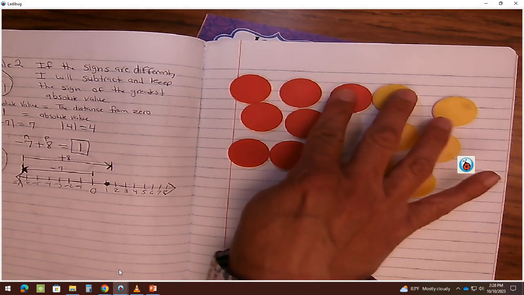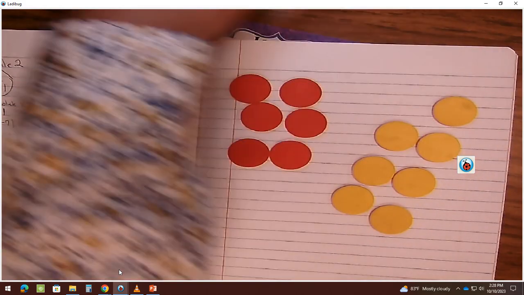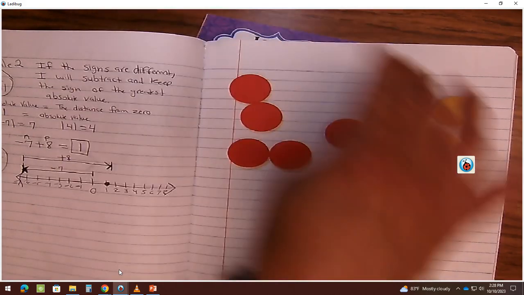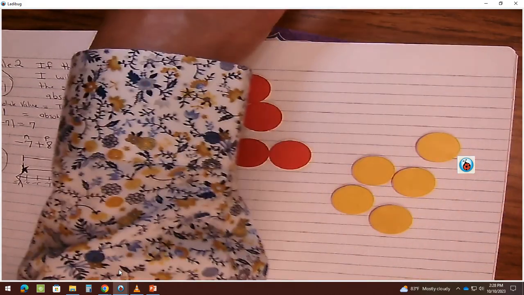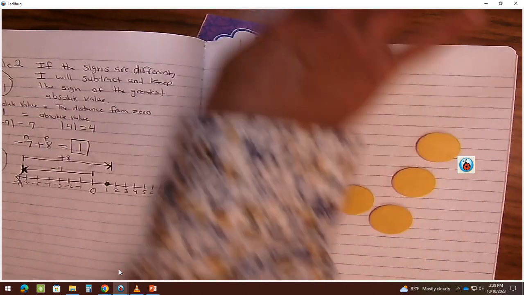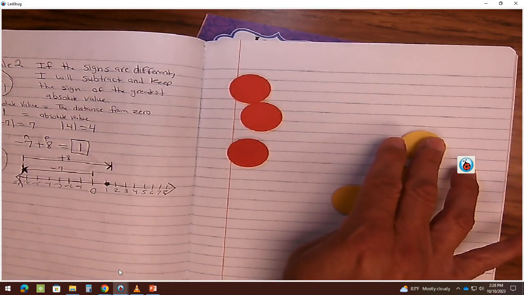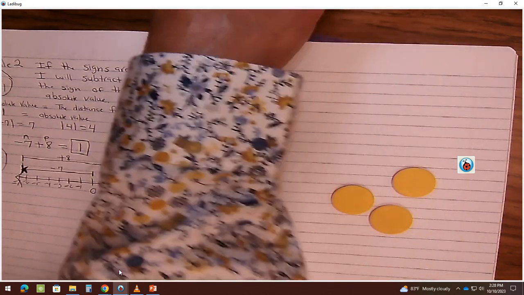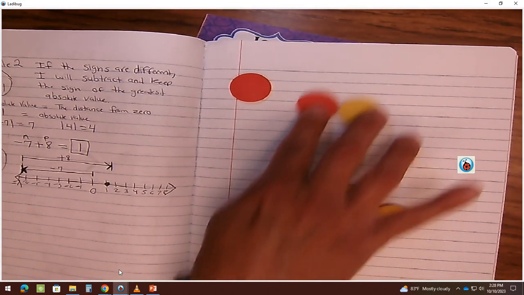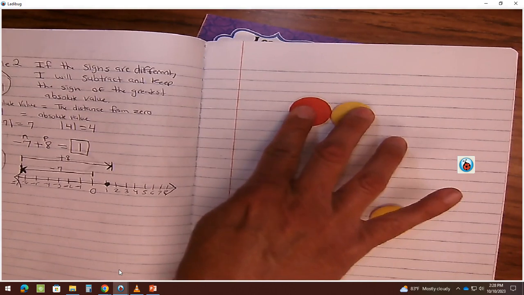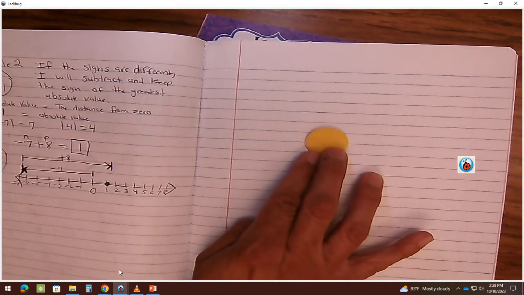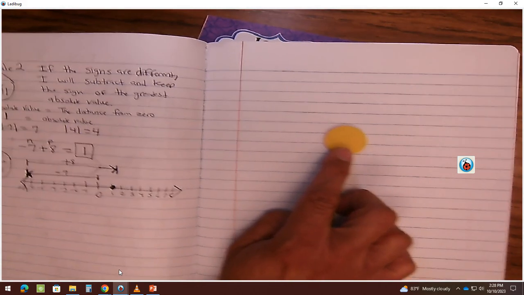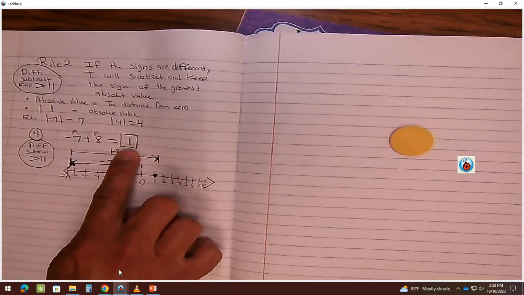Well, that will become a zero pair, so it's gone. This becomes another zero pair, it's gone. This becomes a zero pair, it's gone. This becomes a zero pair, it's gone. That's why we subtract. When they're different, we subtract, we're creating zero pairs. This becomes a zero pair, gone. This becomes a zero pair, gone. And this becomes a zero pair, gone. So what's left? Only 1, the yellow. Like I mentioned in class, the yellow represents positive, so that will be positive 1, the answer.